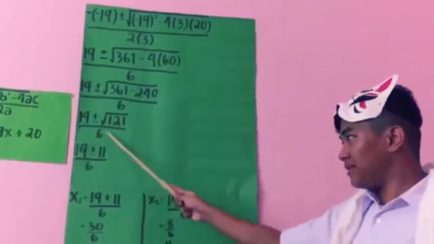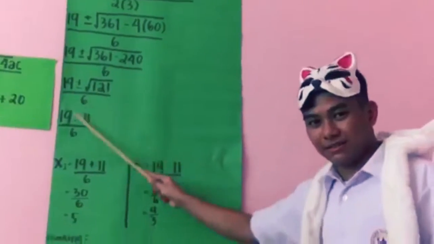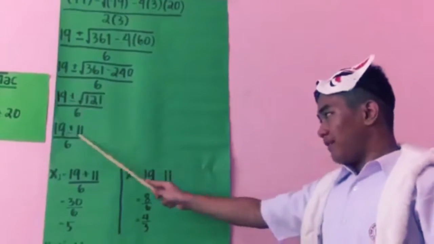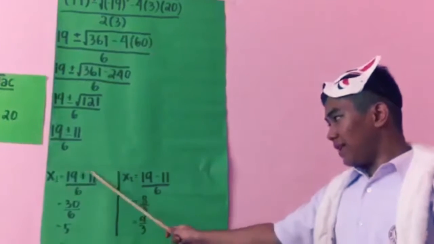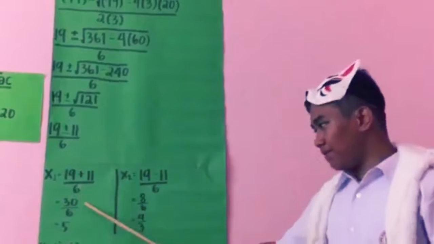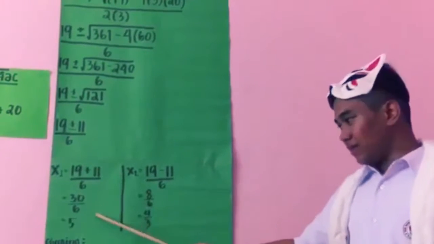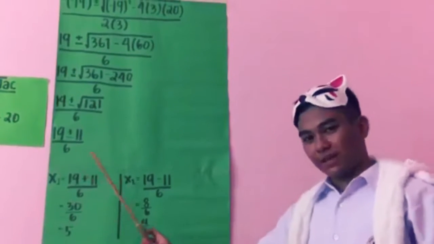So the answer here is 19 plus minus 11 over 6. We get the roots. First, x sub 1: 19 plus 11, we put there over 6. And then 19 plus 11 equals 30. Copy the denominator. Then we simplify. Divided by 6, 30 divided by 6 equals 5, and 6 divided by 6 equals 1. That's for x sub 1.